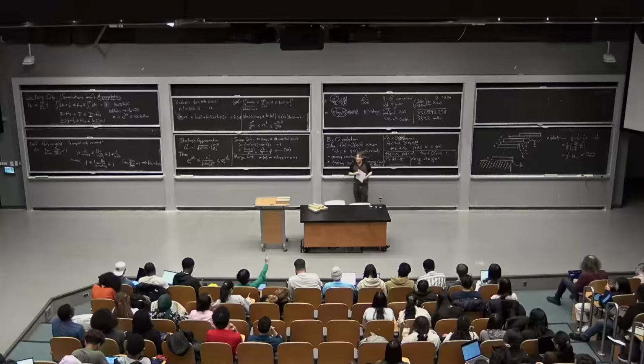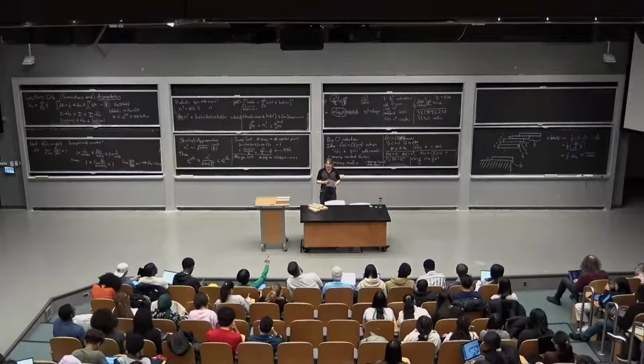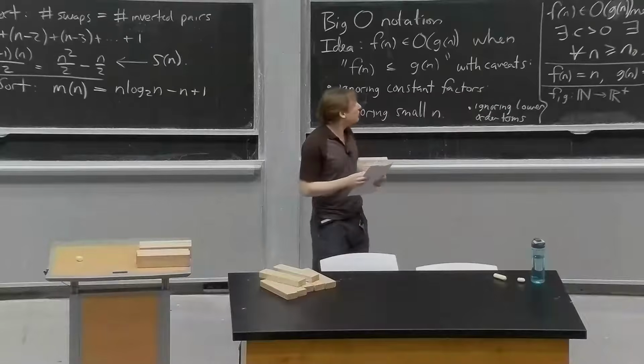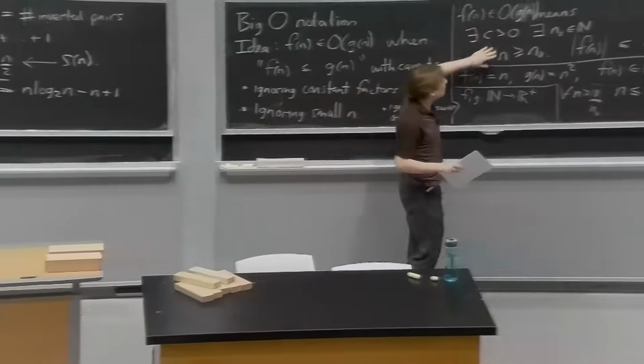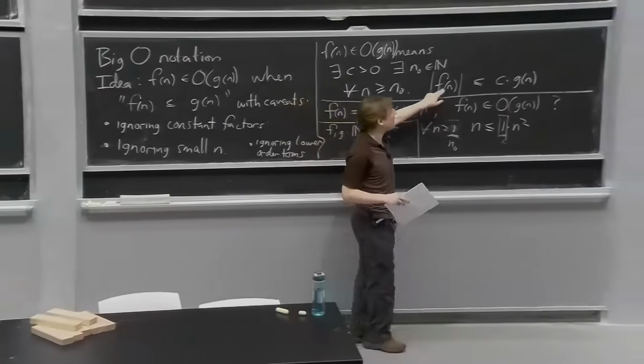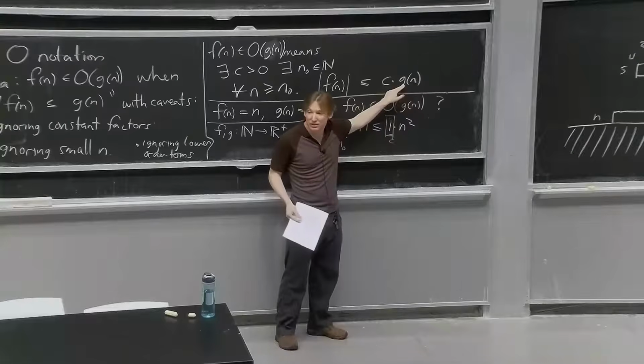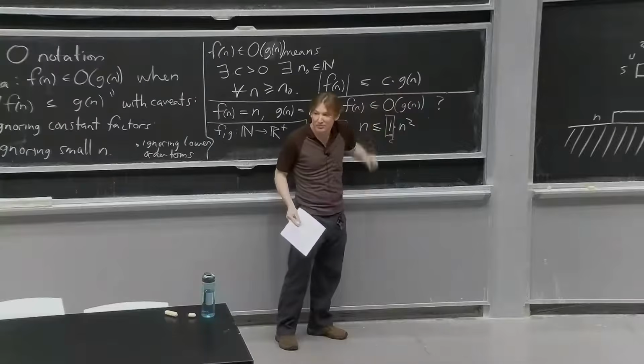Yes? For the definition of big O, is it the same thing as saying f of n is asymptotically equivalent to some constant times g of n? The question was, is this statement equivalent to saying that f is asymptotically equivalent to some constant multiple of g? That's a great question. The answer is no, and I'll challenge you to think about why.